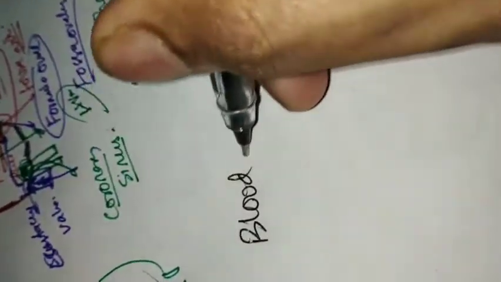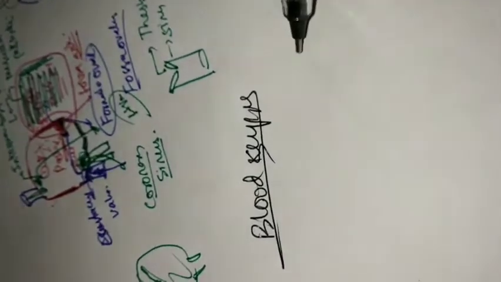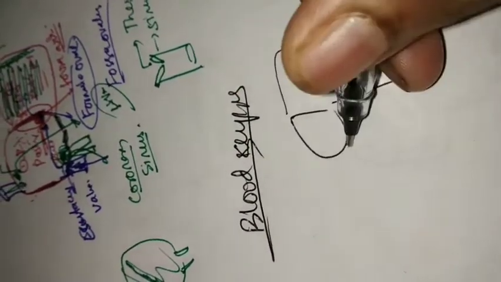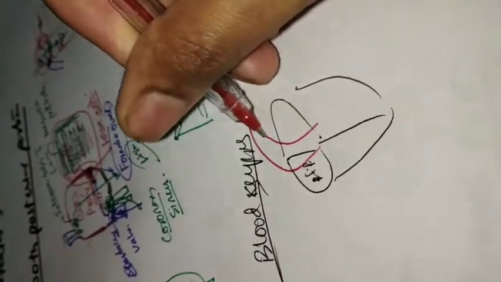Now let's see the blood supply of the right atrium. As I told you, you have the arch of the aorta, so you have your aorta coming from the left ventricle.